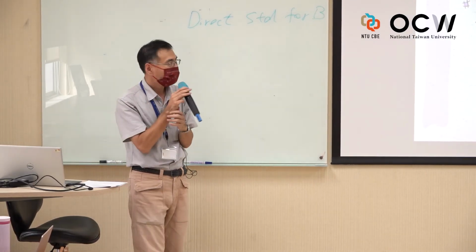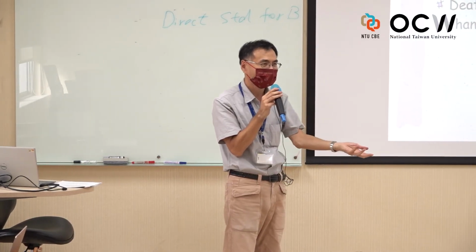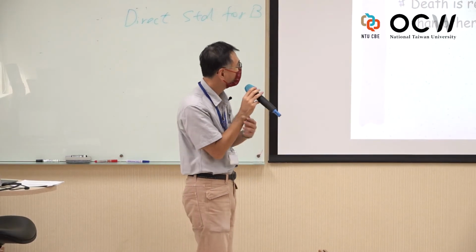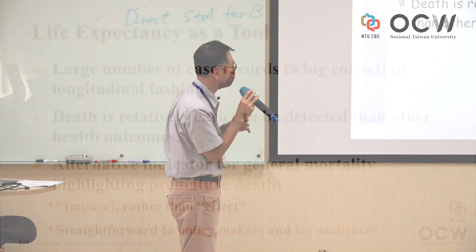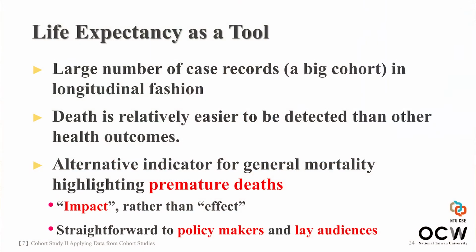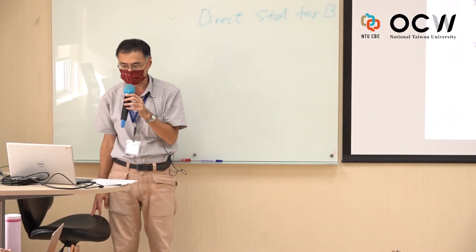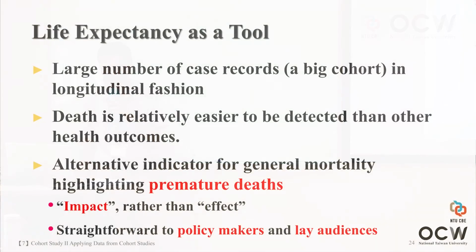And the other thing is that death is relatively easier. Death is dead for most of the chances. If you see a bunch of bones, definitely that person is dead, right? Sometimes it's difficult, but for most of the chances, it's pretty easy to make the judgment. So death is relatively easier to detect than the other health outcomes. So we use it as a general indicator for the health status in the population. So life expectancy will provide an alternative indicator for general mortality to highlight the premature deaths.